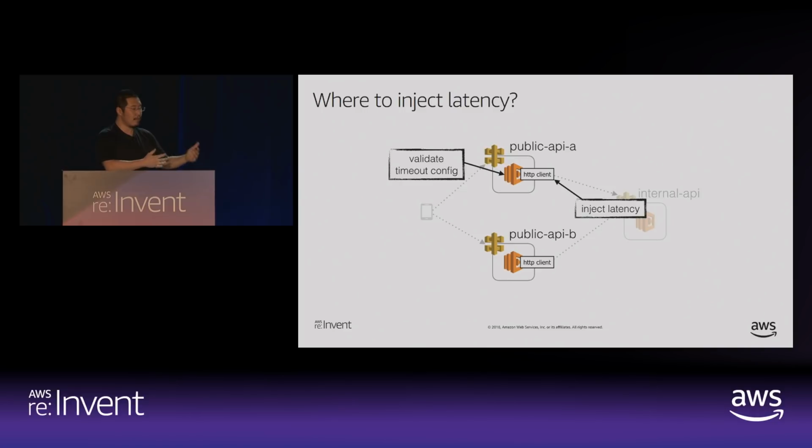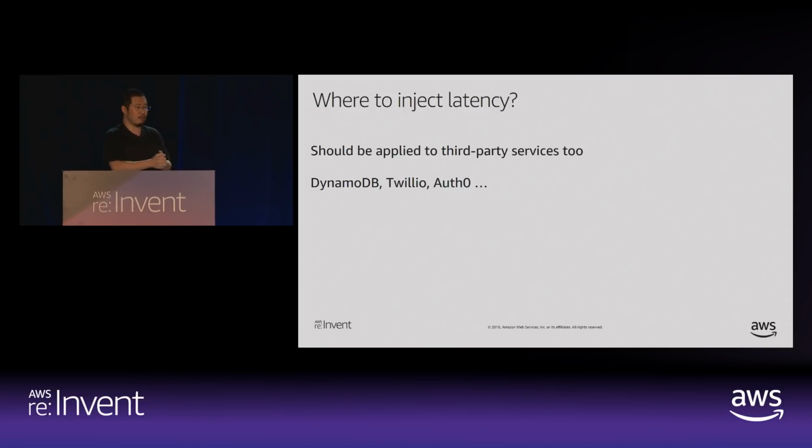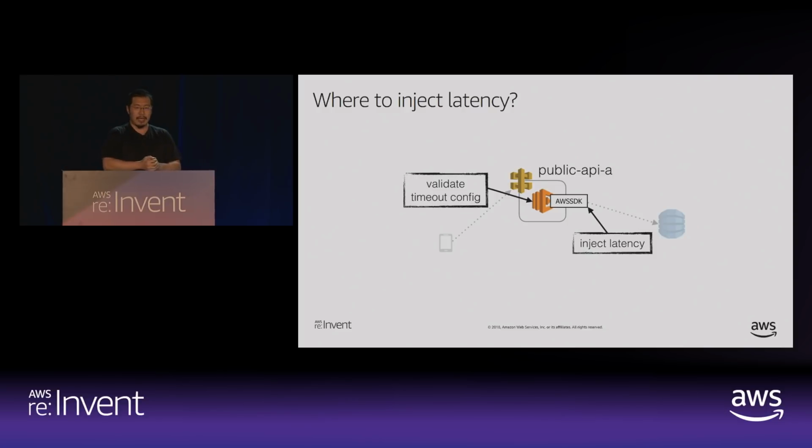This allows you to review any weaknesses you have in terms of how it handles slow responses from APIs that it depends on. And you should also do the same thing when you're talking to other third-party services, including those AWS services that we use all the time, like DynamoDB, or even other non-AWS services as well, like Twilio or Auth0 and so on. And we can apply the same technique for AWS SDK by injecting some latency into the AWS SDK clients. And we'll see an example of how you can do that later.